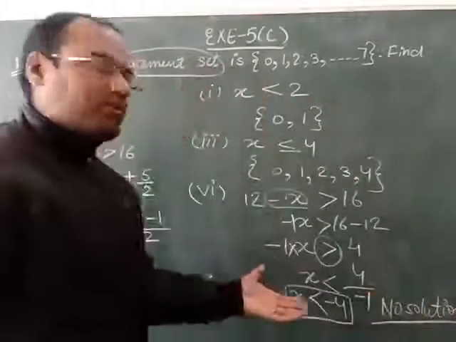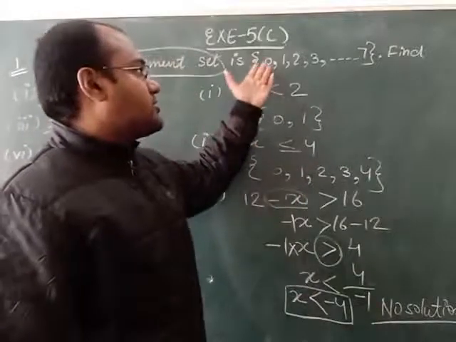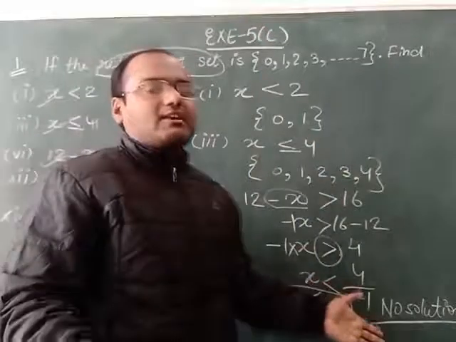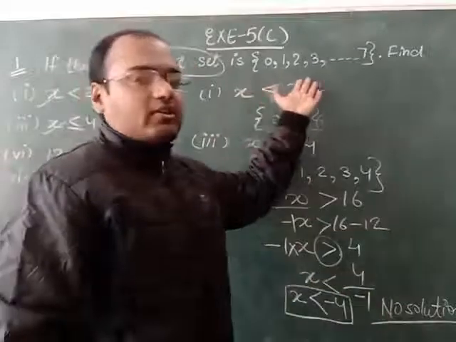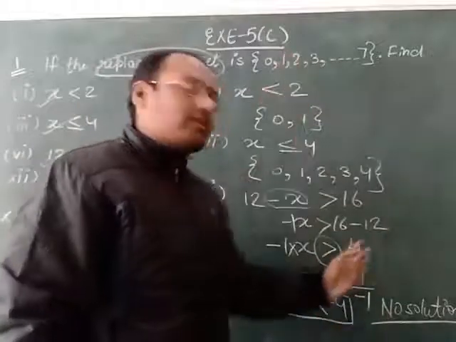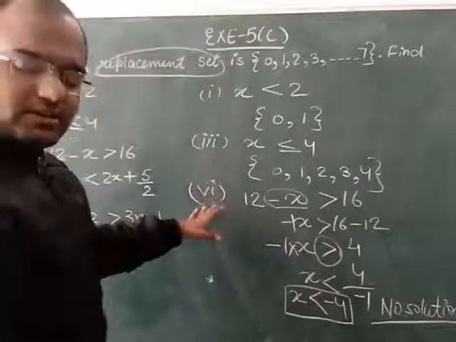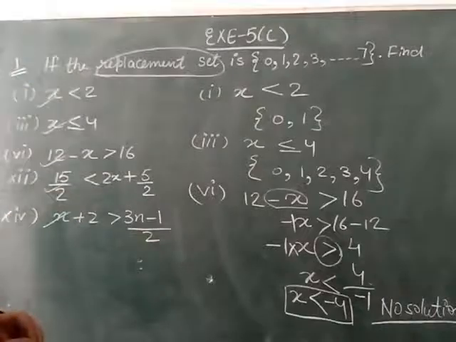Why no solution? Because in the replacement set only numbers from 0 to 7 are given, but we need less than minus 4. So less than minus 4 are minus 5, minus 6, minus 7. These are not there in the replacement set. That's why we will write no solution. So like this you have to do part number 6. Now see another part. Part number 12.